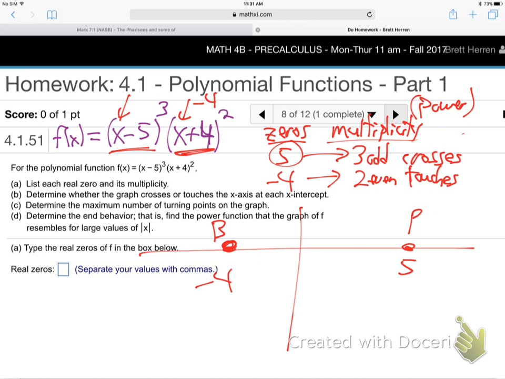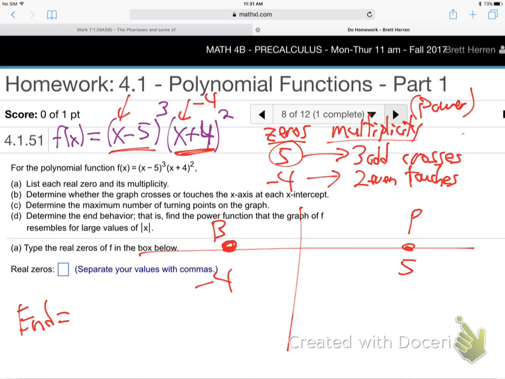Part C. Determine the max number of turning points. Well, to do that, we need the end behavior. Really, they should put D before C. We need the end behavior. So let me let you do that. I think it's valuable. Give you a second. Can you find the end behavior on that thing? Notice if you were to FOIL that all out, what would be just the front term, the most powerful term?